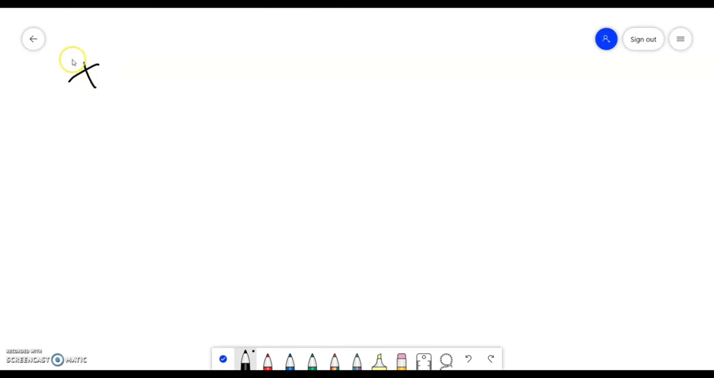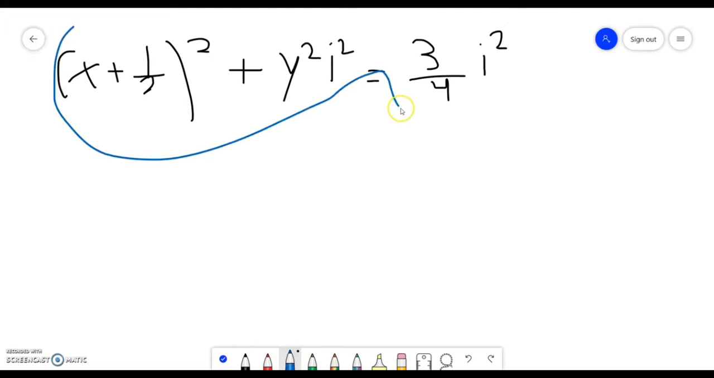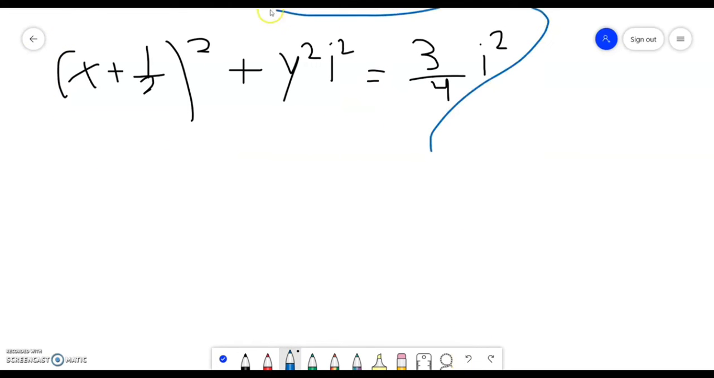We are now going to continue with the equation, which is x plus half all squared minus y squared equal to negative 3 over 4. But we're going to look at it from a different approach, which is we're going to write plus y squared i squared. It's the same thing as saying minus y squared. So now we're going to put it equal to 3 over 4 i squared. That is correct, and if we draw all of this, it would give us a circle.